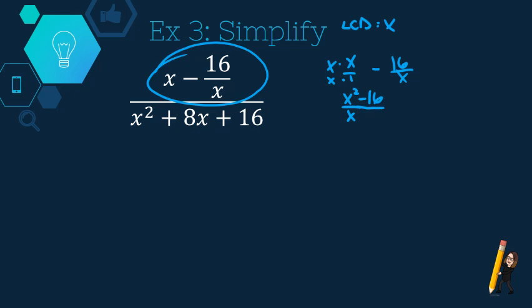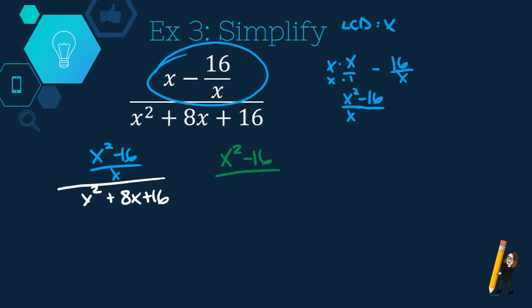So if I rewrite my original problem, I have x squared minus 16 over x, and it's being divided by this trinomial of x squared plus 8x plus 16. Now, instead of dividing by a fraction, I'm going to multiply by the reciprocal: x squared minus 16 over x times 1 over x squared plus 8x plus 16. Remember, even if it's just this trinomial, it's still over 1. Okay, I still have to use the reciprocal.